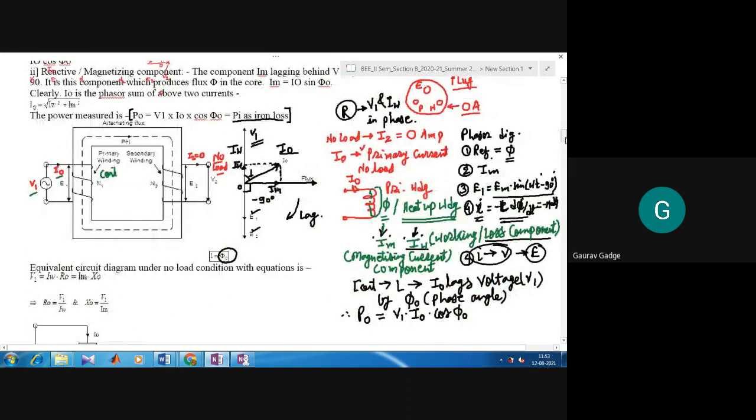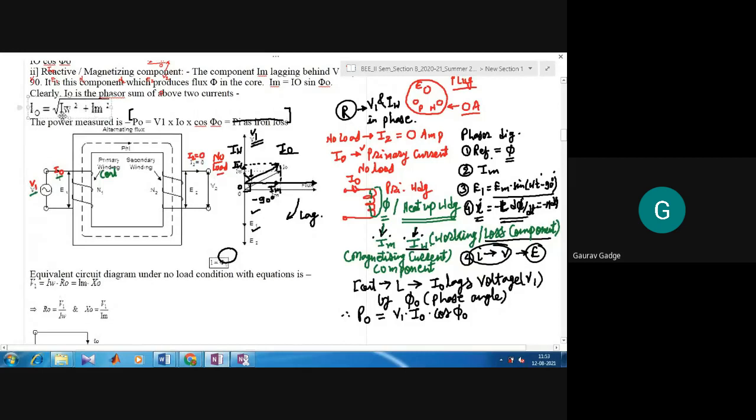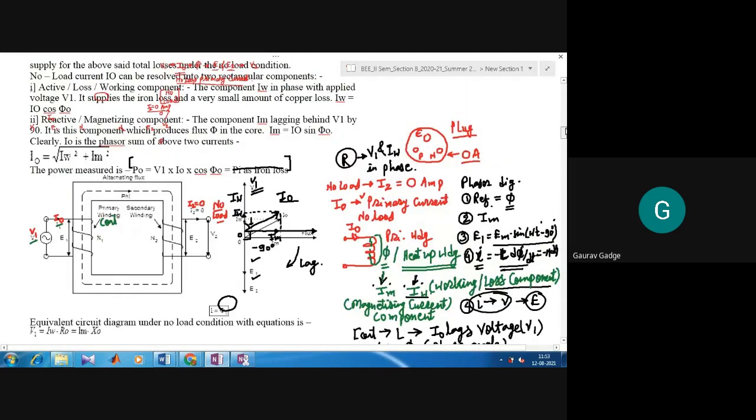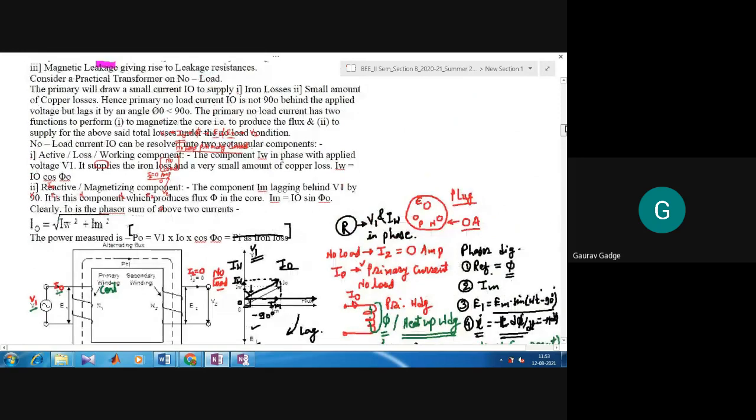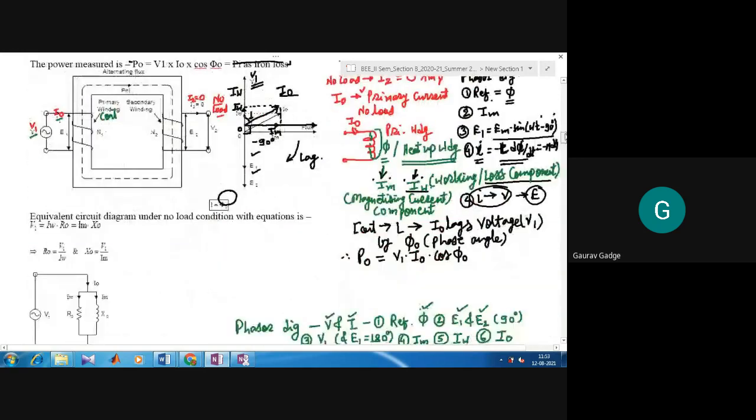So now we have the formulae. I naught can be written in this pattern also. यहाँ पर आप देख सकते हैं, I naught is equal to under square root of IW square plus IM square. Okay, so therefore we have that. Now we have already got the expression for IM.